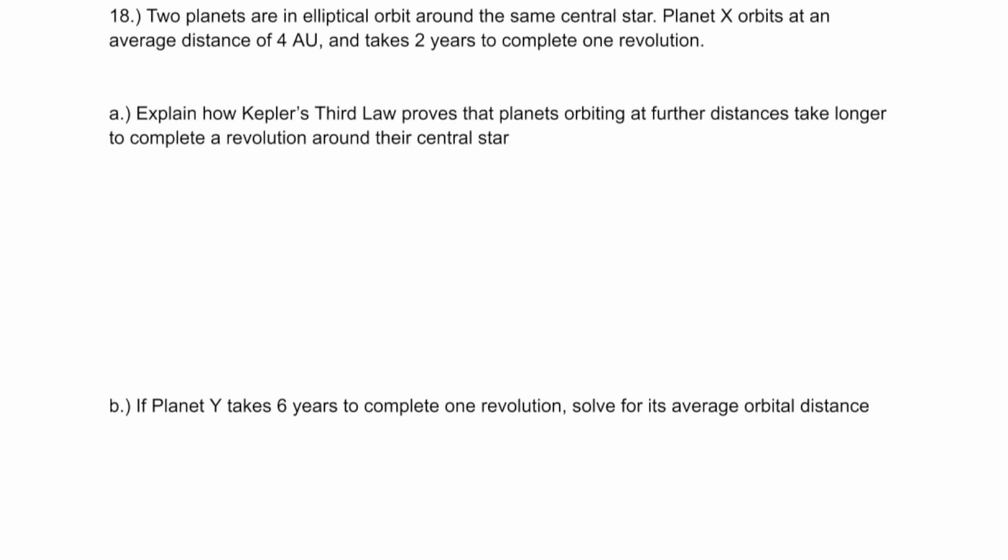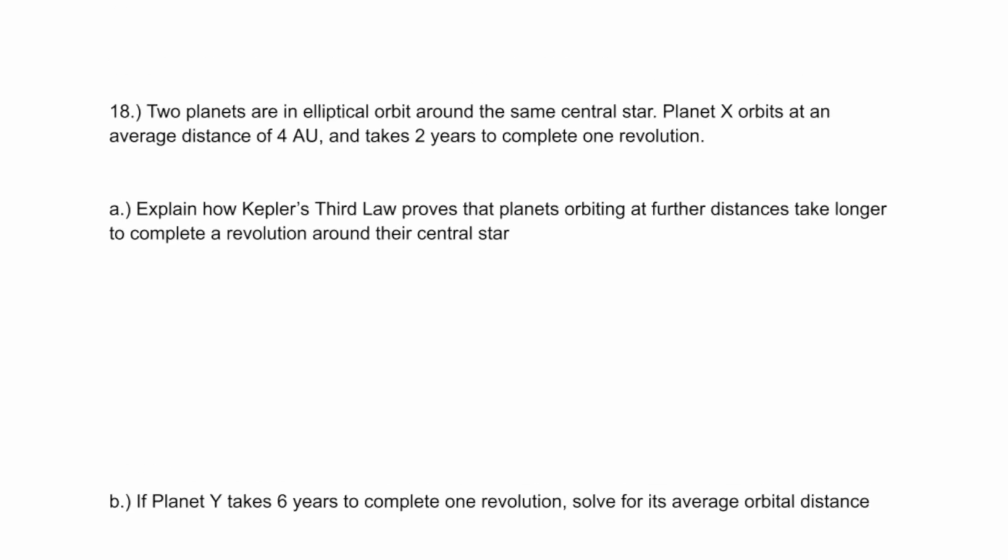Two planets are in elliptical orbit around the same central star. Planet X orbits at 4 AU and takes 2 years to complete one revolution. Anytime you're talking about period and orbital distance and revolution time, it's probably a Kepler's third law problem. So, explain how Kepler's third law proves that planets orbiting at further distances take longer to complete a revolution.